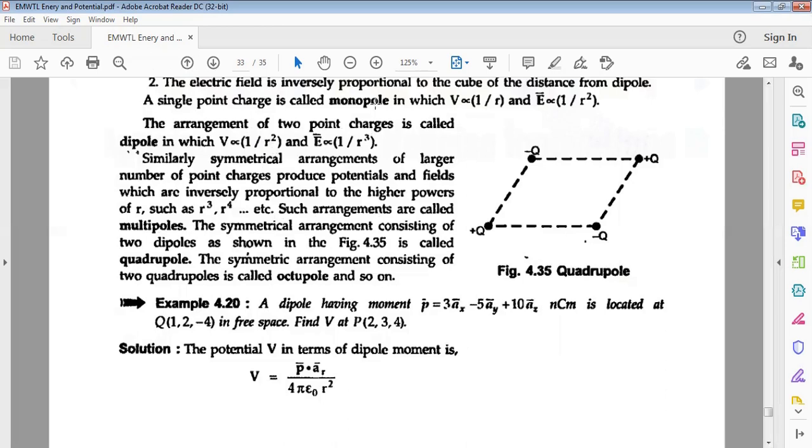Such arrangements are called multipoles: monopole, dipole, and multipoles. A symmetrical arrangement consisting of two dipoles, plus Q, minus Q and plus Q, is called a quadrupole.